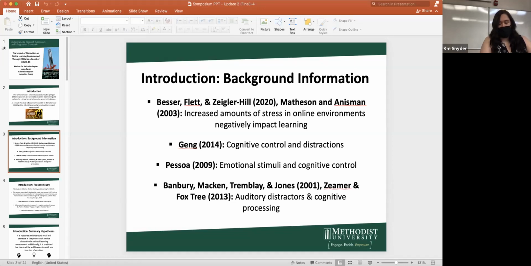When our brain is trying to process distractions in addition to learning information, our cognitive control is split, which lessens the amount of control we have on our ability to focus. Pessoa also states that emotional stimuli impacts cognitive control, whereas negative emotional stimuli decreases effective cognitive control more than positive emotional stimuli. Additionally, Bambury, Meckin, Tremblay, and Jones, as well as Zemer and Foxtree, suggest that auditory distractions impair cognitive performance more than visual distractions due to their ability to break through selective attention more easily than visual distractions.